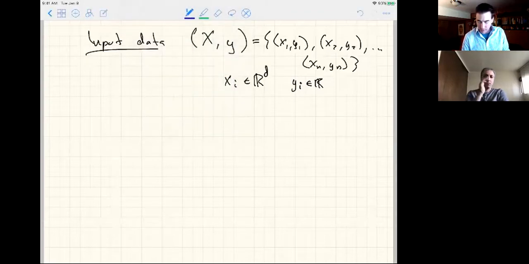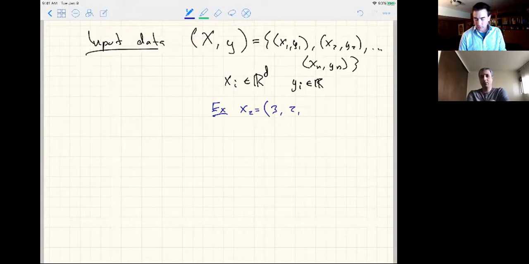An example would be x2 equals (3, 2, 5, 6), and y2, the corresponding value, would be -3. So this would be an example where we're now in R^4.